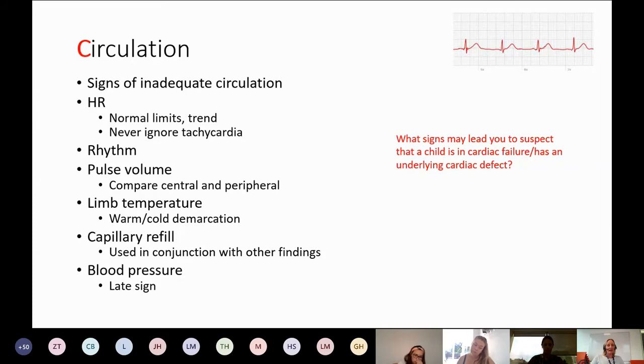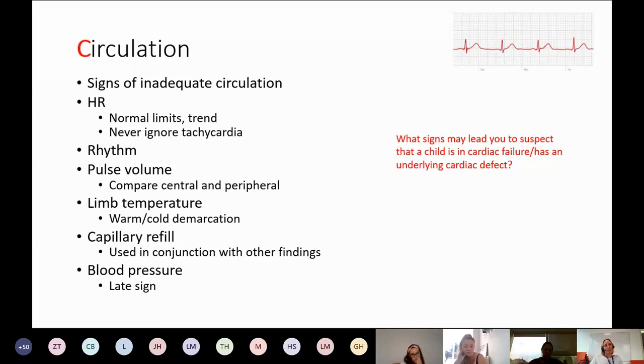If they're not, as you feel up the limb from the hands going up the arm, can you feel a warm, cold demarcation, so you can feel where the circulation is good to and where it's poor? And the same when you're going up the feet. Capillary refill is a little bit of a weak sign, because if the environment is cold, then your capillary refill will be decreased. But you use it in conjunction with other findings. So particularly your central capillary refill time is more sensitive than your peripheral.